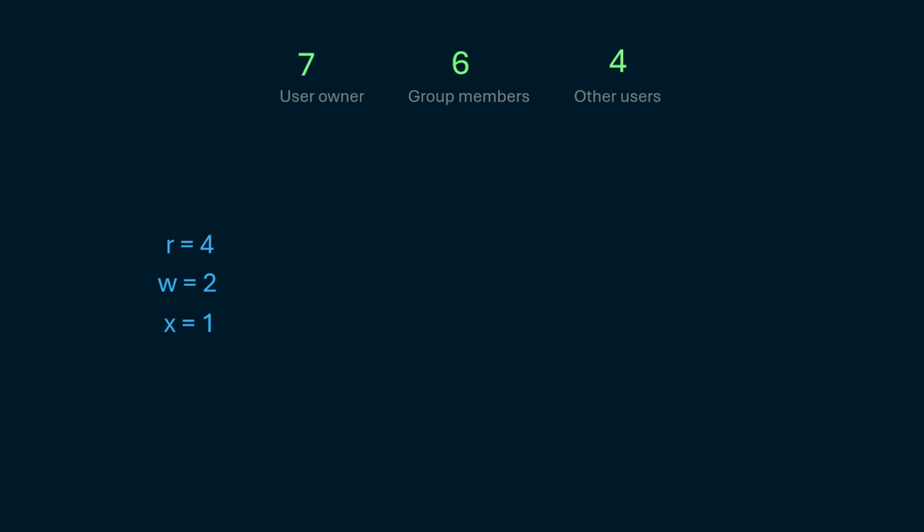To find out the permissions of each user classification, we simply add up their values. So here we can understand that the user owner has read, write, and execute permissions because 4 plus 2 plus 1 equals 7. The group members have read and write permissions because 4 plus 2 equals 6. And all other users have read-only access because the value is 4. If we want to provide no access at all to a specific user classification, we set the number 0.